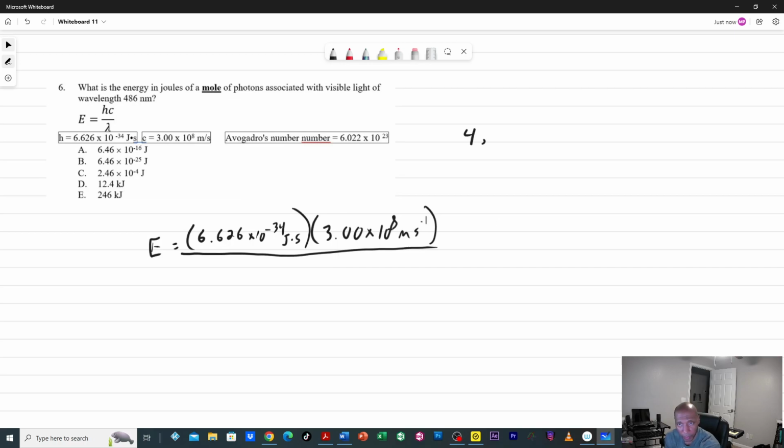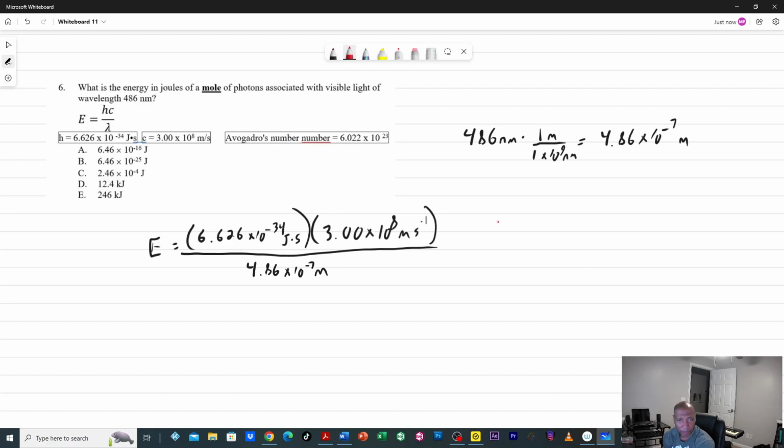So, of course, 486 nanometers times 1 meter divided by 1 times 10 to the 9 nanometers. Of course, that's 4.86 times 10 to the 2 nanometers. So that's going to be 2 minus 9, that's going to be -7. So that's 4.86 times 10 to the -7 meters. Put that right there for wavelength.